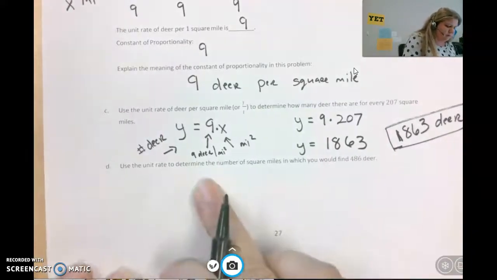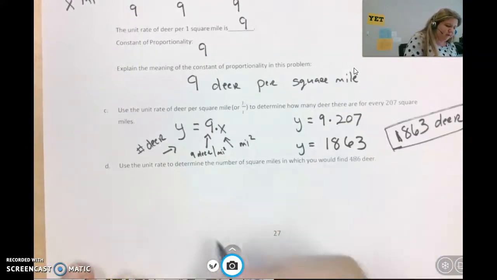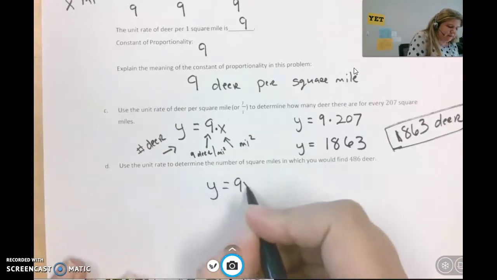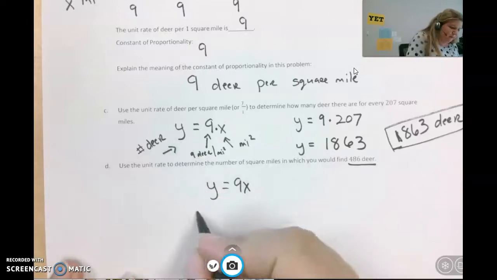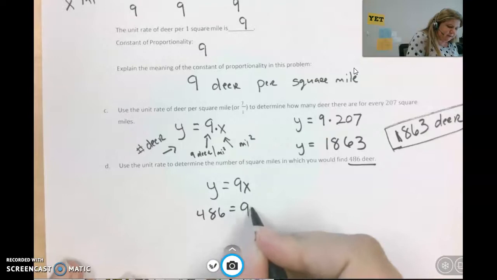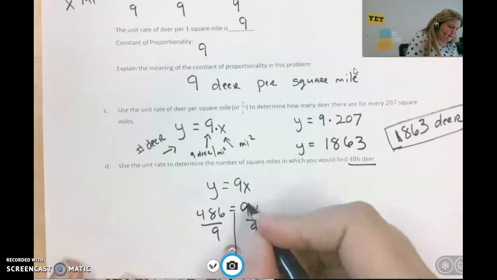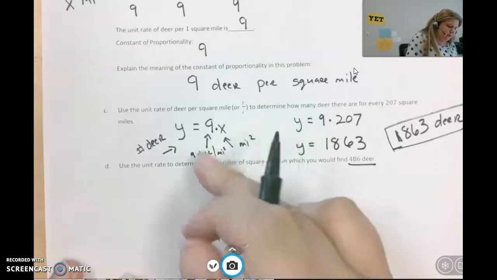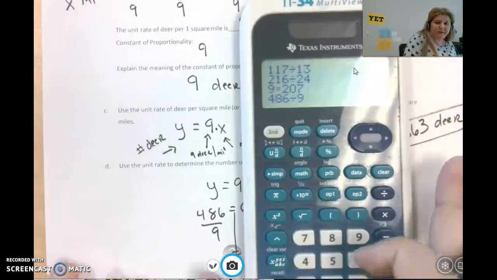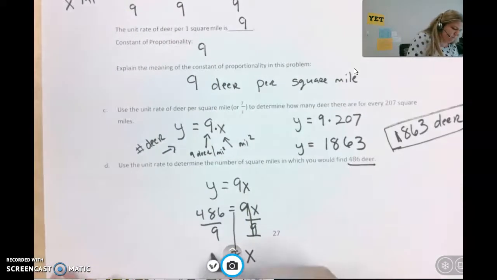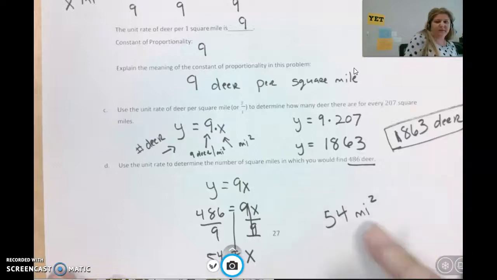Okay. Use the unit rate to determine the number of square miles in which you would find 486 deer. So this time, starting with my equation, I have the number of deer, which is my y value. So 486 equals 9x. To solve this equation, I would divide each side by 9. X, or the number of square miles, would be 54. And I would write 54 square miles.